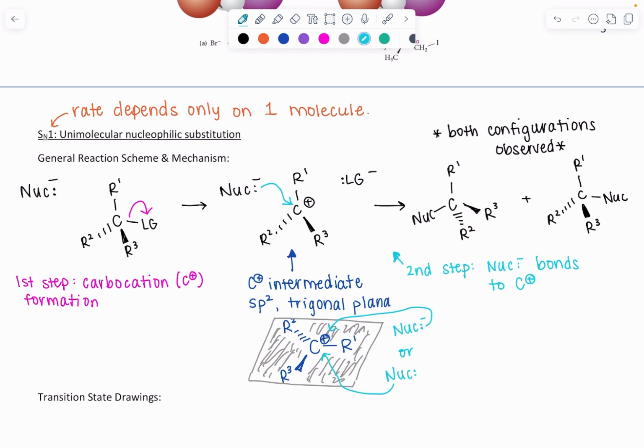Okay, so we have 2 mechanism steps. First is leaving group leaving, forming the carbocation. This is a high energy intermediate. It is very reactive. This second step is very quick because we formed an open shell carbon. It is going to react very quickly with the negative electrons that are available from the nucleophile. This first step we will call the rate determining step.